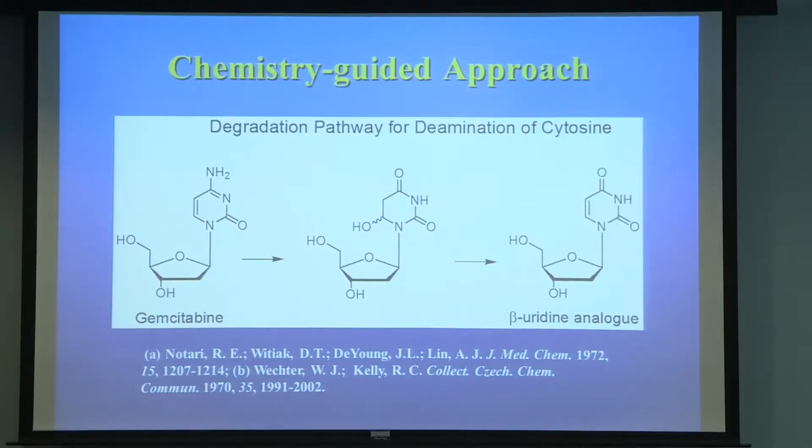When we looked at the chemistry a little closer, and did some literature searching, we found that to get to the beta-uridine there's an intermediate, and it's this hydrolysis by attack right here, which takes away the chromophore. So you see this deamination. Involved in that deamination is this first step, and that takes away the chromophore.